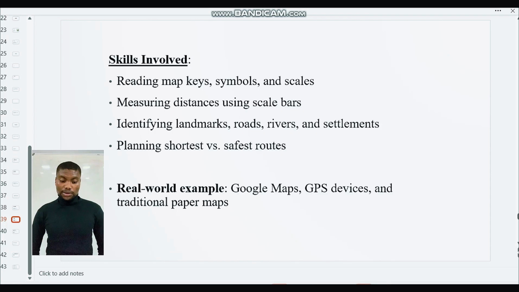I'll also touch on skills involved within map application and skills. So we gain skills of reading map keys and symbols, measuring distance using scale bars, identifying landmarks, roads, rivers, and settlements, and planning shortest distances and safest routes. So when you want to navigate the shortest route, you need what? A map to find such routes. A real world example is looking at Google Maps, GPS devices, and traditional paper maps, which we mostly find at gas stations.